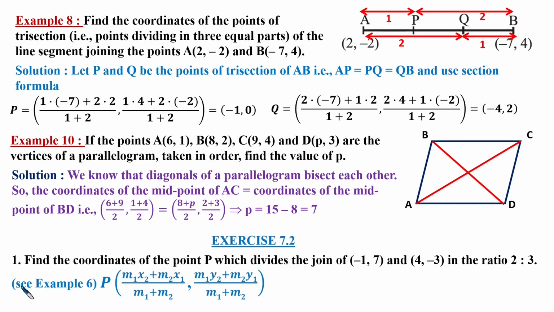Now exercise 7.2. First one, find the coordinates of the point P which divides the join of this A and B. This P divides in the ratio of 2:3. So this is again simple. Okay, use M1 is 2. So you put M1 as 2. X2 is this one. So you just substitute and find the value.